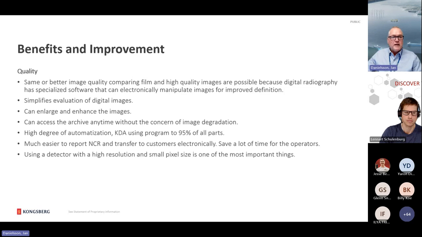Using a detector with a high resolution and a small pixel size is one of the most important things. You can see that when you are at the manufacturer and test it. If you test a big detector with relatively large pixel size, you have a very, very big problem meeting the requirements from the standards. So the detector is one of the most important parts of a system.